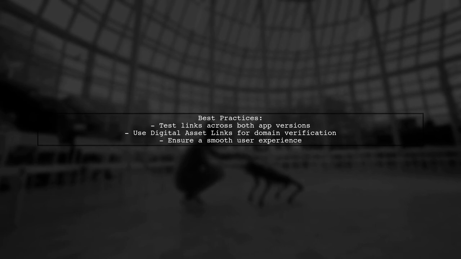Best practices for implementing app links include testing your links thoroughly, ensuring they work across both app versions, and using the digital asset links file to verify ownership of your domain.